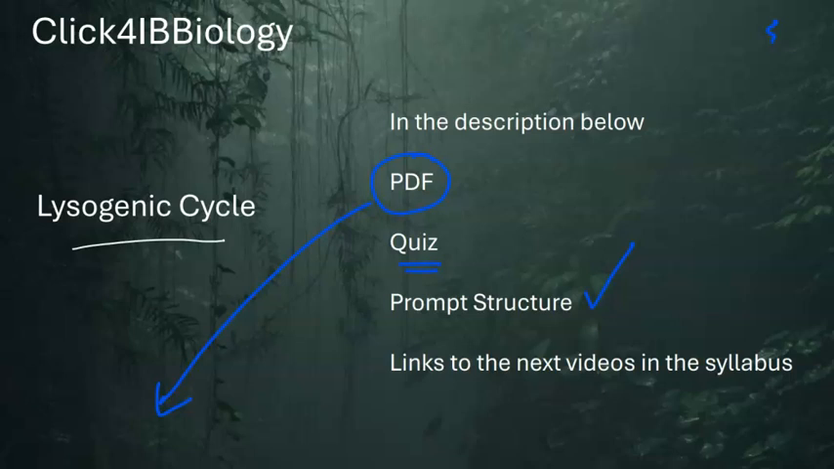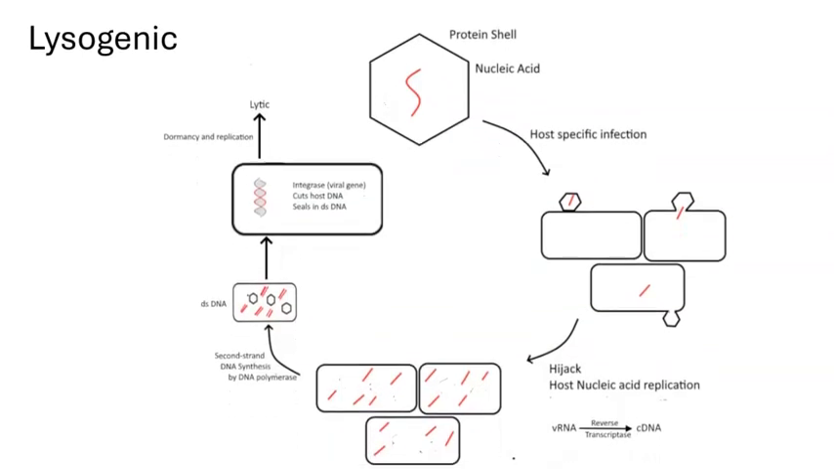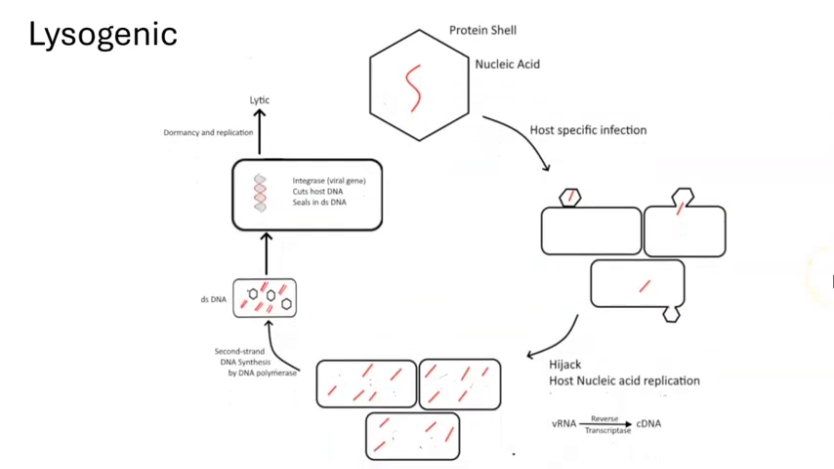The lysogenic cycle. As with the previous video on the lytic cycle, the diagrams here are not to scale. I've also illustrated the virus with a simple capsid and nucleic acid image rather than the complexity of potential structures.